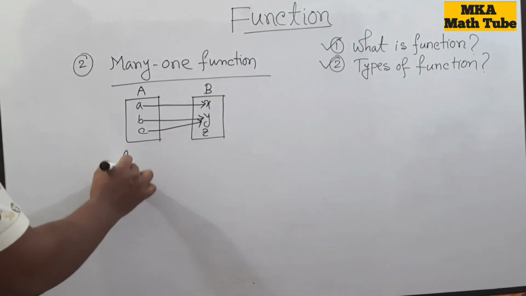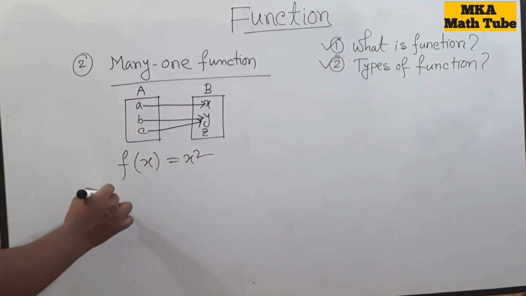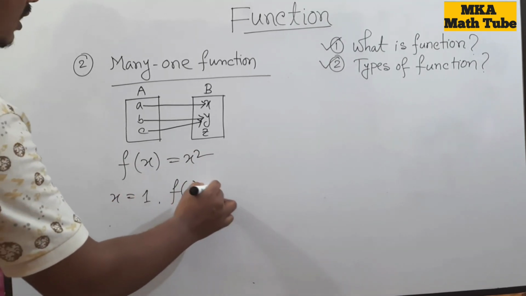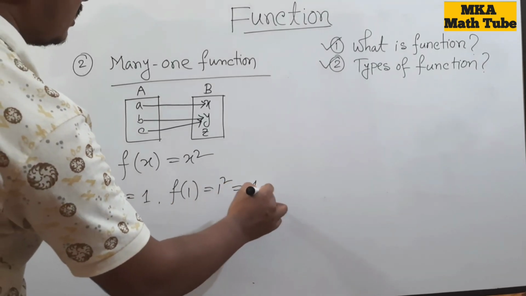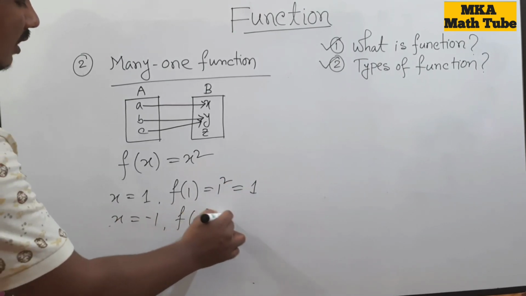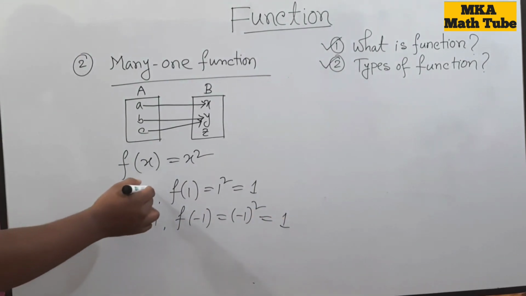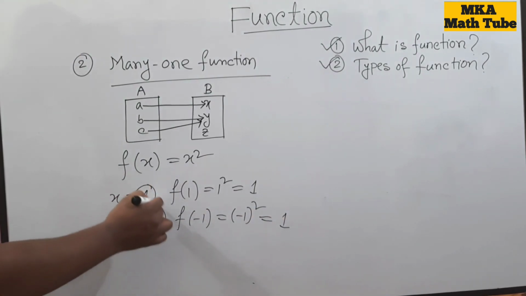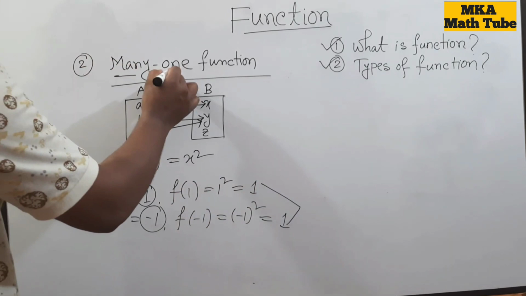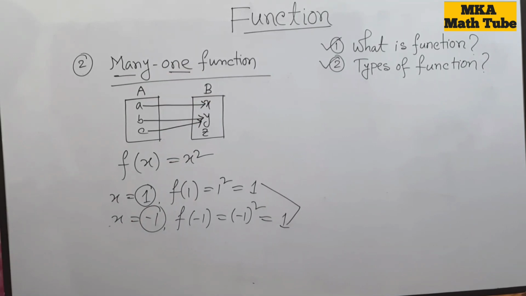For example, if we consider a function like f(x) = x², so if we input x = positive 1, then we will get f(1) = 1², that is 1. If we input x = negative 1, then f(-1) = (-1)² = 1. So look here: for two values, 1 and negative 1, we get the same value, that is 1. That is, for many values we get only one value. That's why this type of function is called a many-one function.